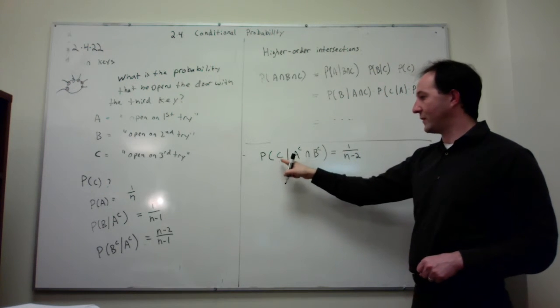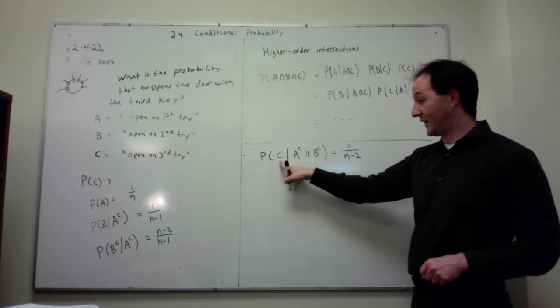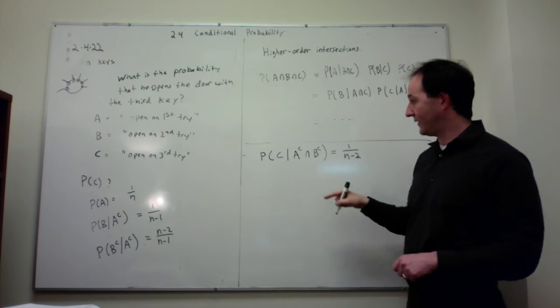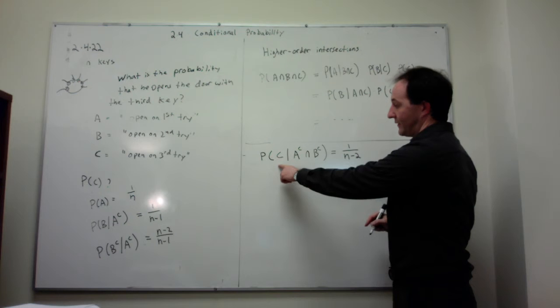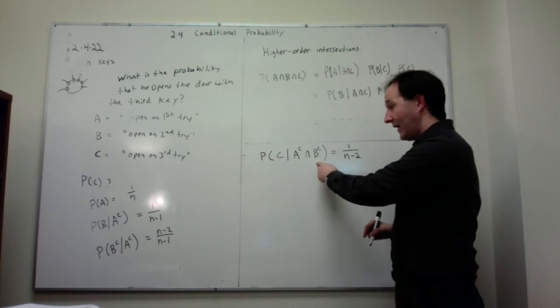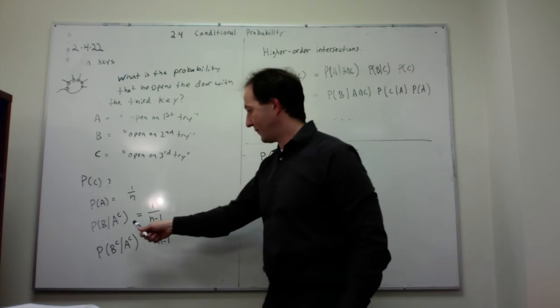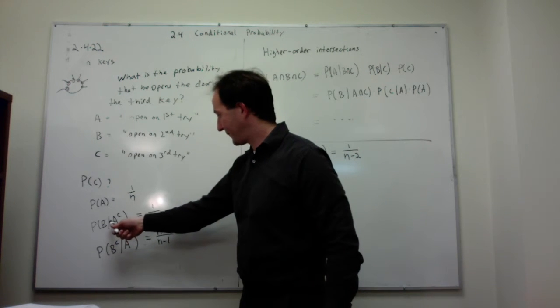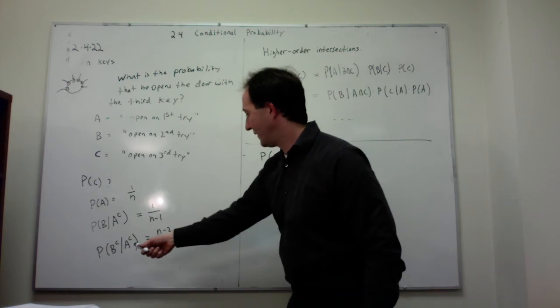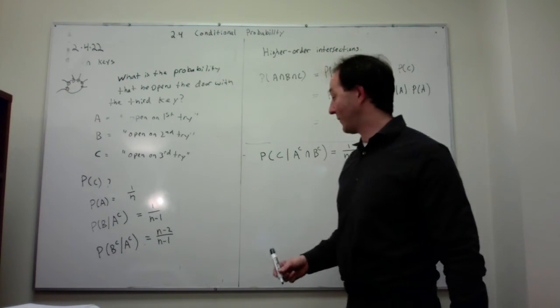So what we want is the unconditional probability of C. What we've been able to build up is the probability of C conditioned on A not happening and B not happening, and the probability of B not happening given that A doesn't happen.